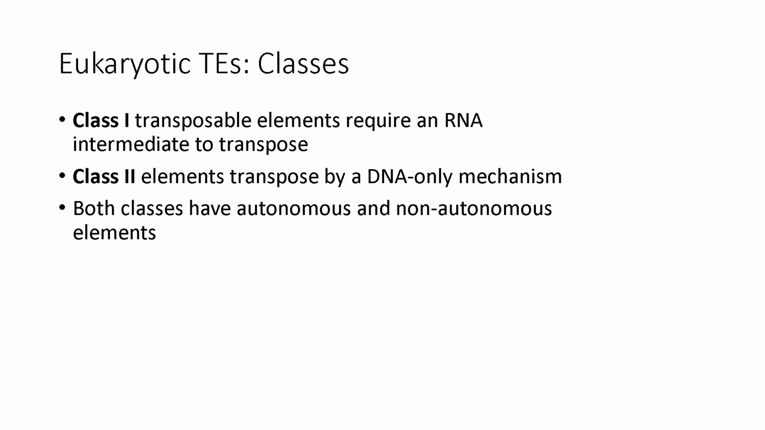Eukaryotic transposable elements fall into two main classes. Class I transposable elements require an RNA intermediate to transpose. These are known as retrotransposons. In contrast, Class II elements use a DNA-only mechanism, typically via cut and paste transposition. Both classes can exist in autonomous and non-autonomous forms depending on whether they encode the necessary transposition enzymes.